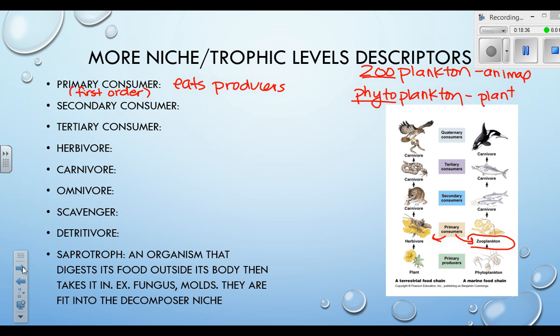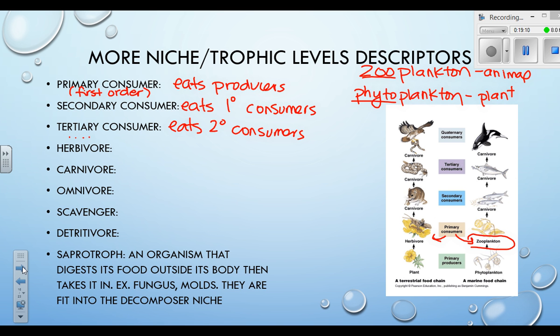A secondary consumer eats primary consumers. A tertiary consumer eats secondary consumers. Now, we could go on forever. I could say quaternary consumer eats tertiary consumers. Penta means 5, hexa means 6. I could go on forever. It's just that 3 is usually about the limit that we would put in a food chain.